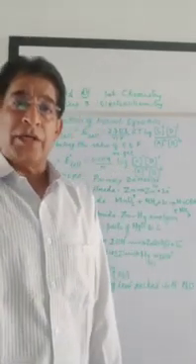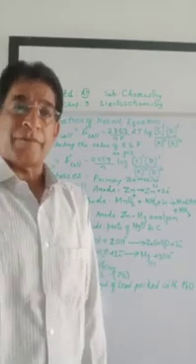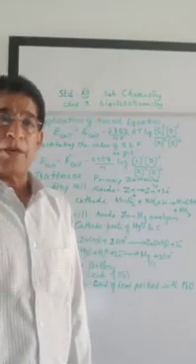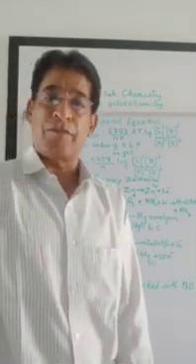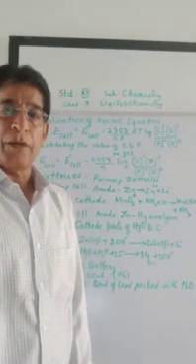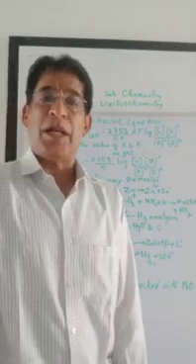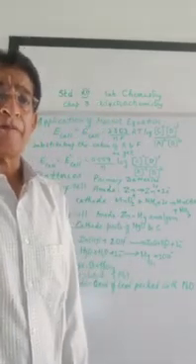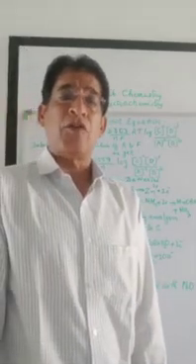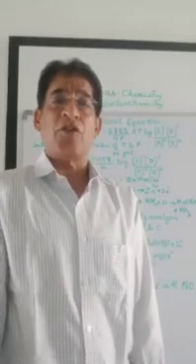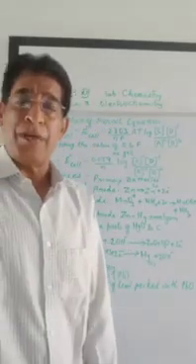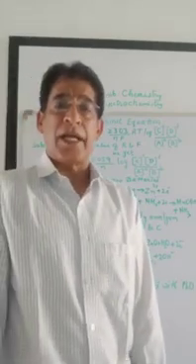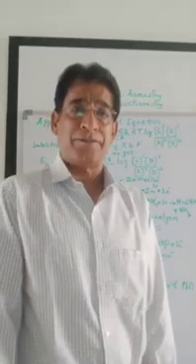Reactions at the anode and cathode are: at the anode, the reaction is Pb plus SO4 2- ion gives PbSO4 plus 2 electron. And at the cathode, PbO2 plus 4H+ plus SO4 2- plus 2 electron gives PbSO4 plus 2H2O.